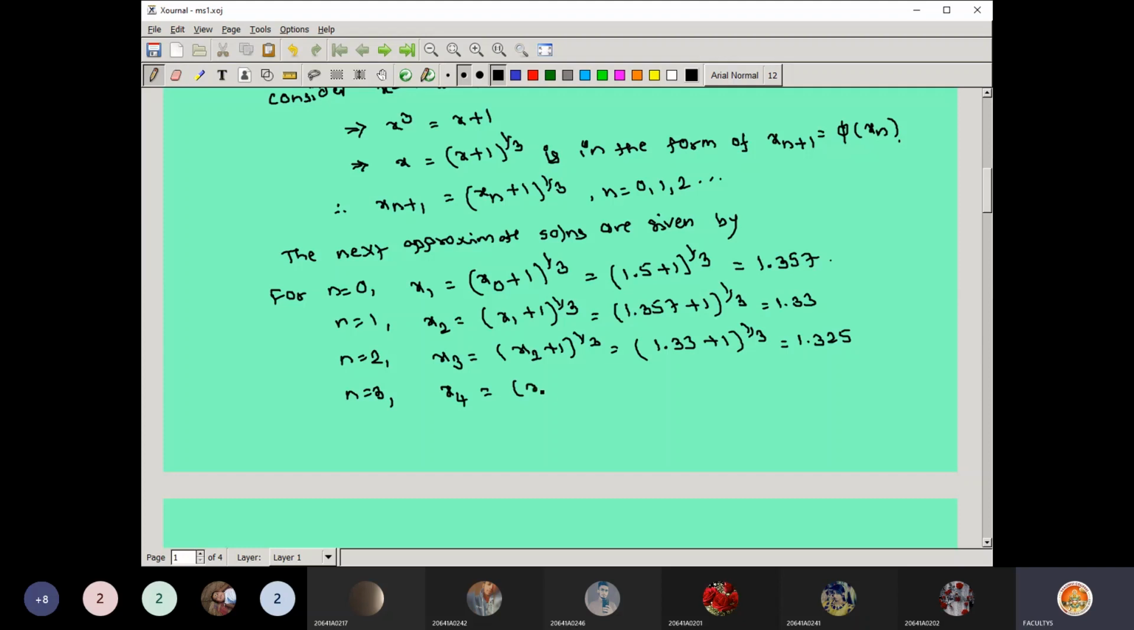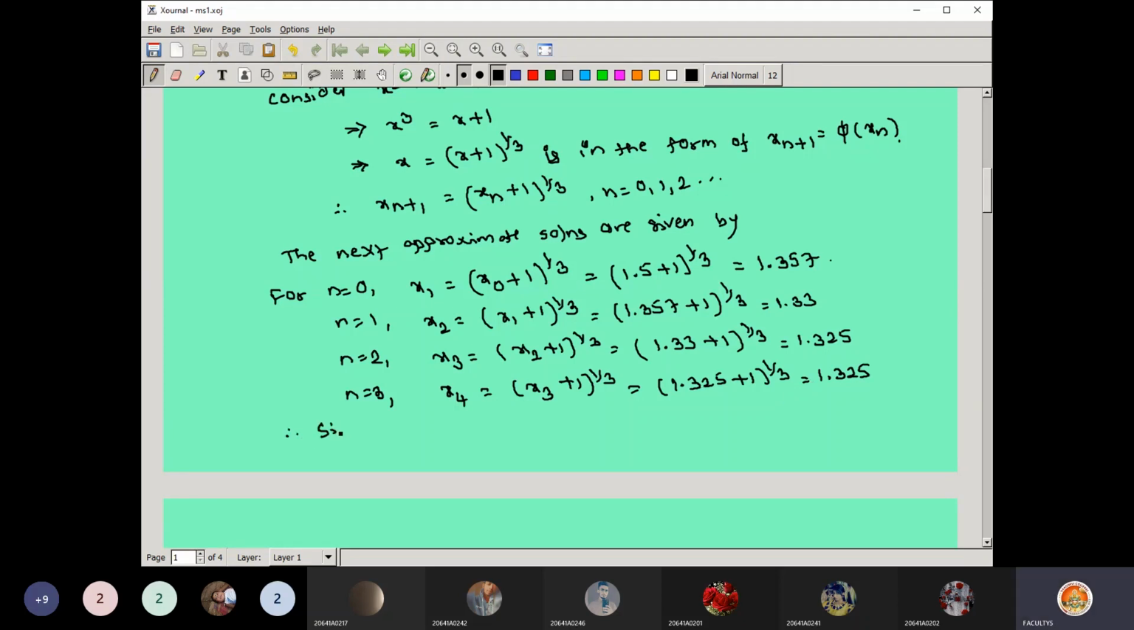x4 is equal to right side (x3 plus 1) whole power 1/3. So your x3 means (1.325 plus 1) whole power 1/3. So use it: 2.325 power button, 1/3. So that you are getting 1.325. So shall I stop the process? You just look at the last two approximate solutions. There you are getting them equal. So better you stop it.